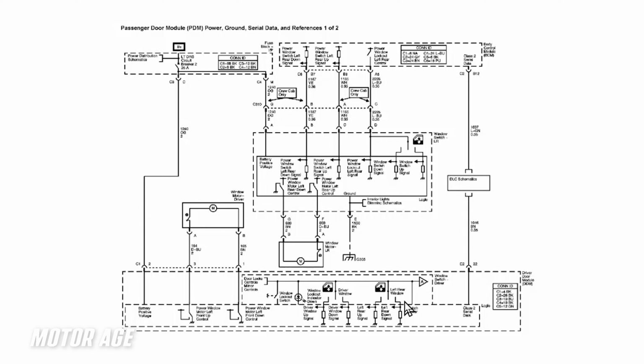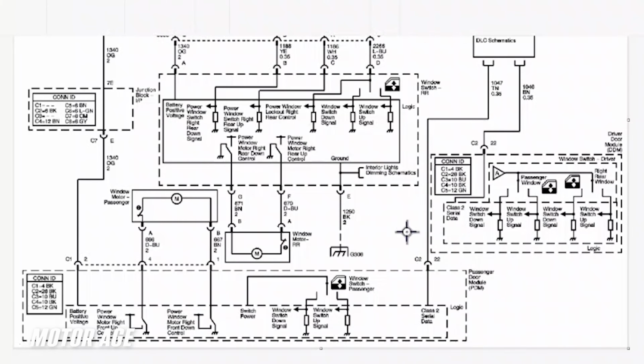The passenger window is not on this screen, so we're going to have to switch to a different schematic because it appears information is being shared on a Class 2 serial data network. So we'll change schematics to where this would continue here and get a look at the passenger power door module. So we're over on our second page of our wiring diagram, and I know it's a bit difficult to see, so bear with me. I'll point out the components as we go along.